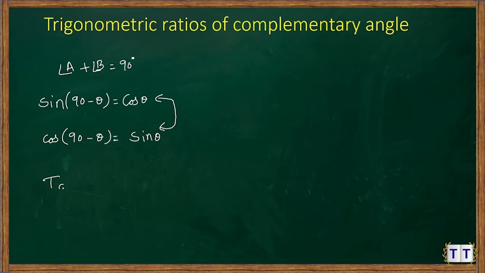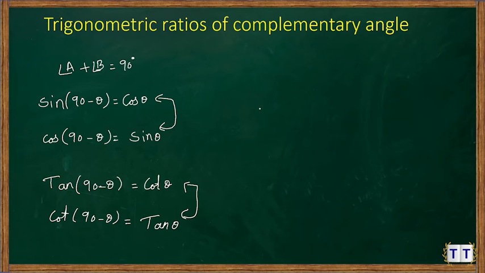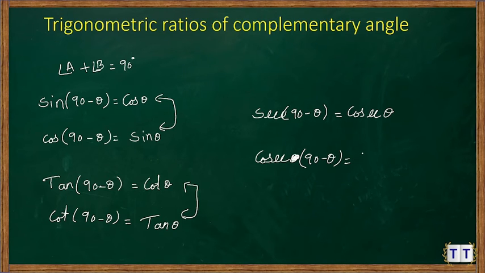Then we have the other pair: tan 90 minus theta equals cot theta, and cot 90 minus theta is equal to tan theta. Okay, these two will be one pair. Next we have secant 90 minus theta equals cosec theta, and cosec 90 minus theta is equal to sec theta. Okay, so this will be one pair. You can remember these are the trigonometric ratios of complementary angles.